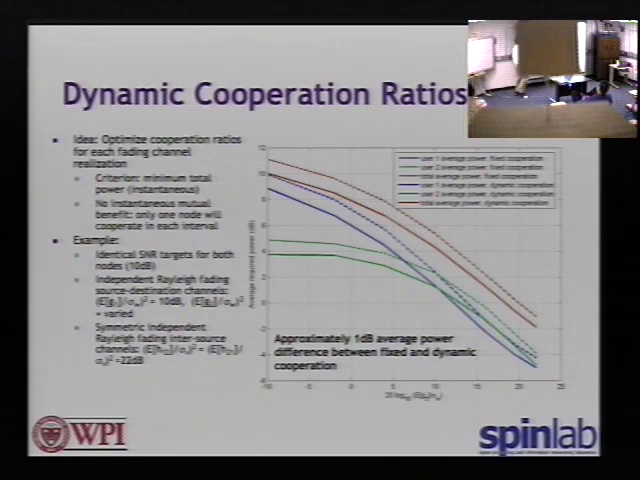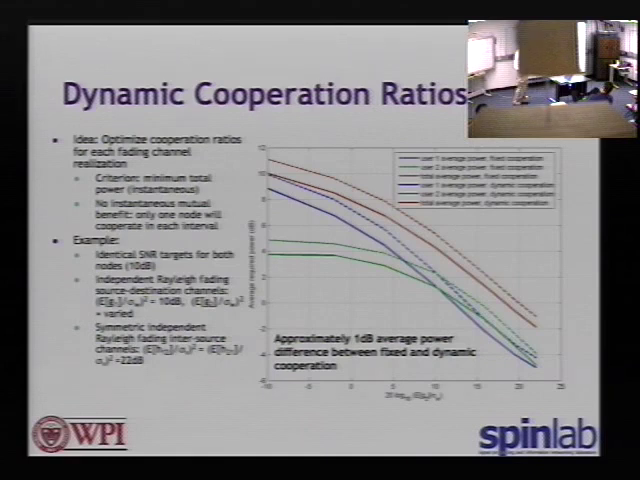The main point from this plot, where red is total, blue is source 1, and green is source 2, is that the dashed lines are the fixed cooperation ratios, and the solid lines are the dynamic cooperation ratios. At least in this one example that I ran, there's only about 1 dB of difference between them. I felt good about this result because it said that even if I knew everything and optimized on a symbol by symbol basis, I would only get about a 1 dB gain versus picking a fixed cooperative strategy based on the statistics of the channel and sticking with that.